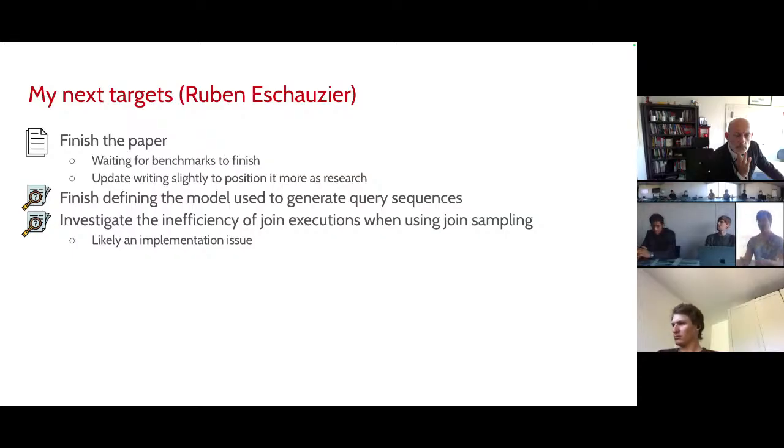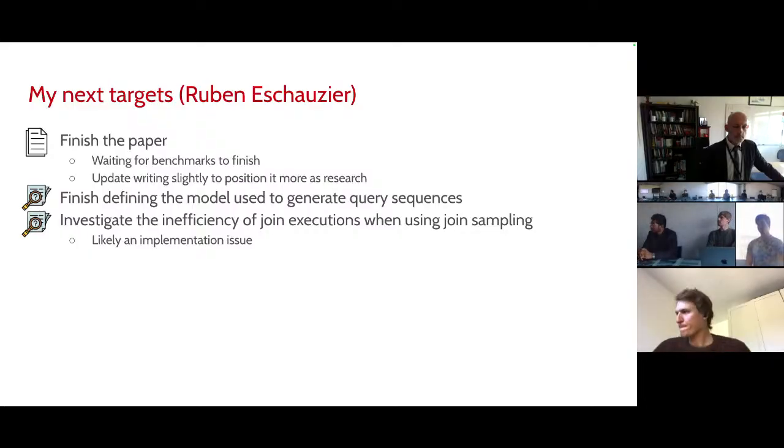Then I want to finish defining this model that we use to generate these query sequences. Not yet implemented because I'll need to look into how Solid Bench works, but at least have it on paper with citations to show where I got it from. And then finally investigate the inefficiency of doing joins when using a join sampling generated plan. This requires some investigation into what is the difference between these plans, because it's likely a binary join selection issue where an inefficient algorithm is selected compared to base Communica due to some changes in the cardinalities. That's my best guess. So if there's any questions, shoot.